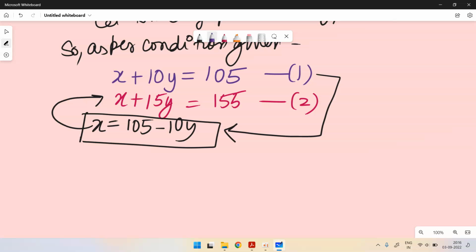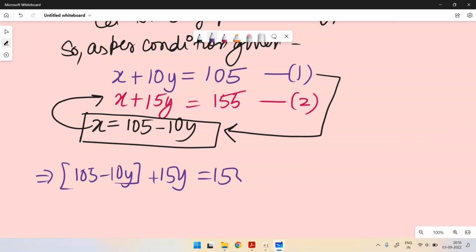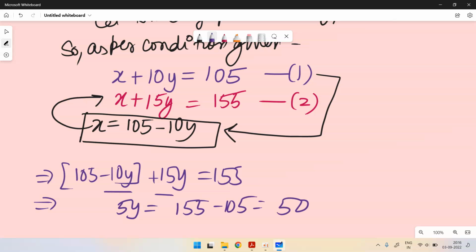Which implies that if you write x plus 15y, in place of x you need to write 105 minus 10y, plus 15y equal to 155, which implies that minus 10y plus 15y is plus 5y, and 155 minus 105 is nothing but 50 rupees. So which implies that y equal to 50 by 5 is nothing but 10.